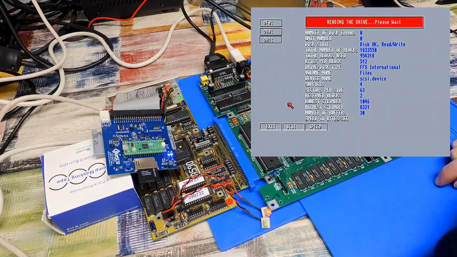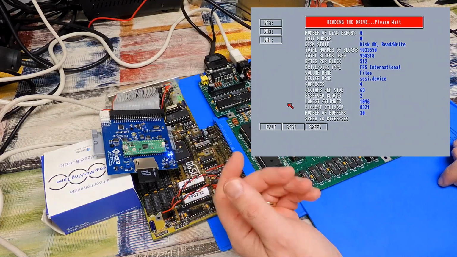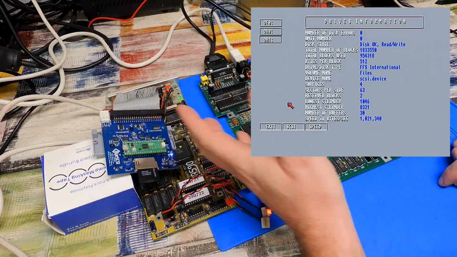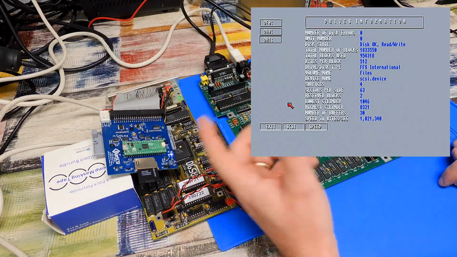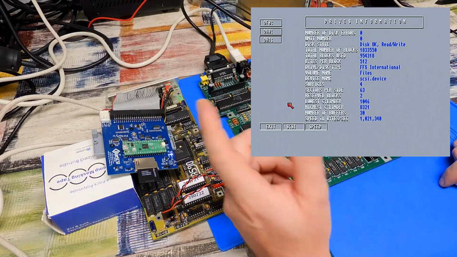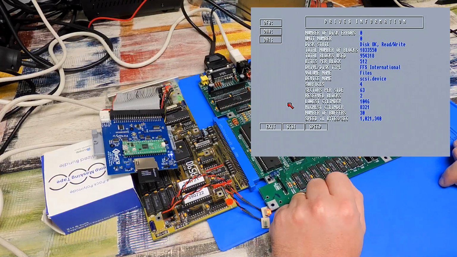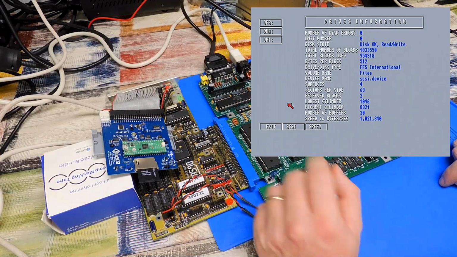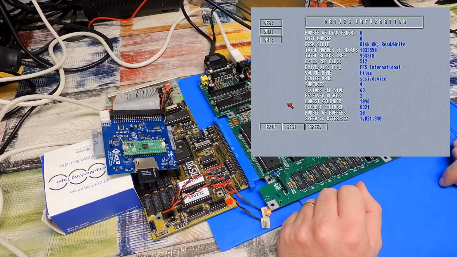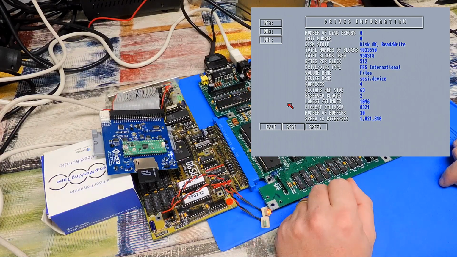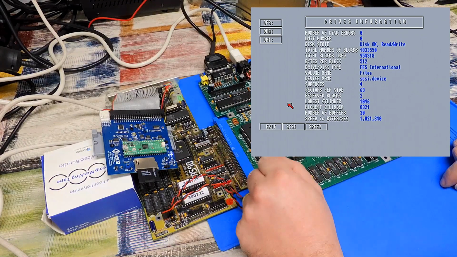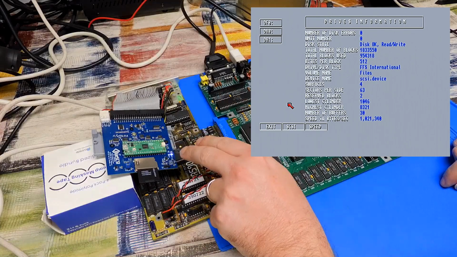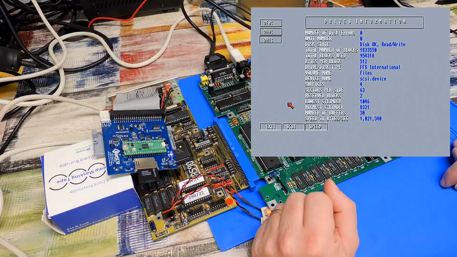Let's try DH1. I don't expect that will be any different because, you know, it's all the same. And yeah, it remains 1,021,340 bytes per second. Would that make any noticeable difference compared to the V1, which was 777,000 odd? Probably not. But it is cool to see anyway that the V2 is that little bit faster.